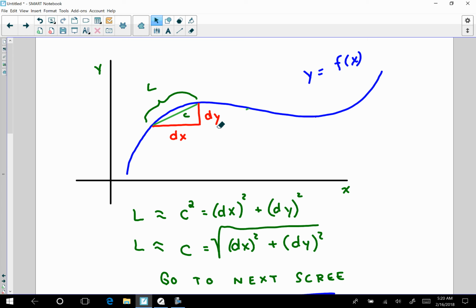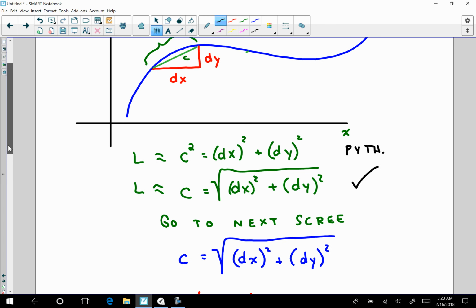So let's just do some Pythagorean theorem work here. Our L is approximately c, and c squared is equal to, by Pythagoras' theorem, dx squared plus dy squared. And since c is a distance, a positive number, I can certainly see that c is the square root of dx squared plus dy squared. This is simple geometry, simple Pythagorean theorem. I have notes to go to the next screen, so I'm going to jump down to the next screen.